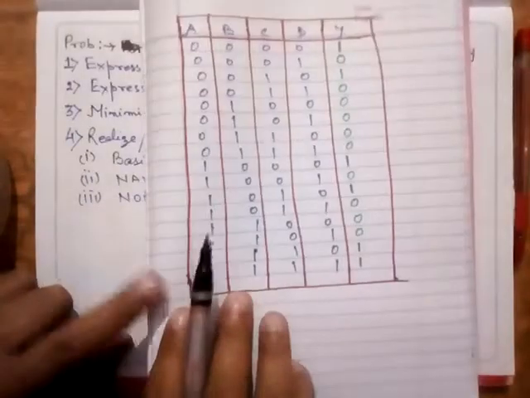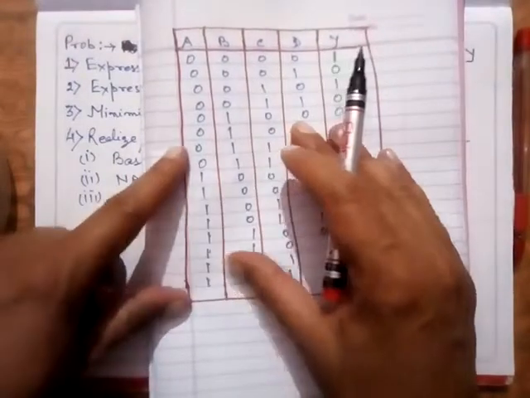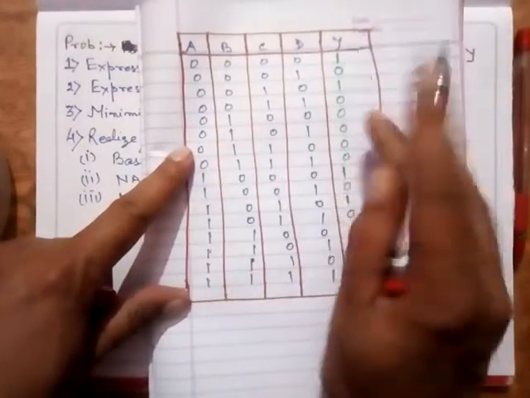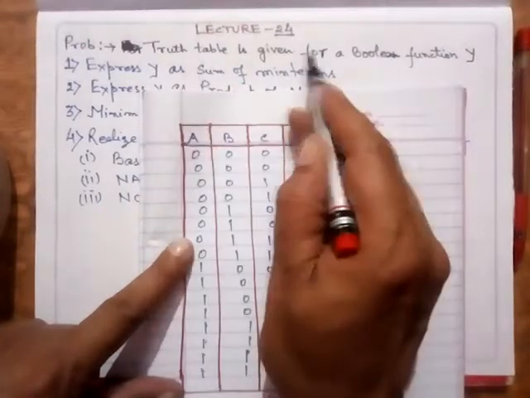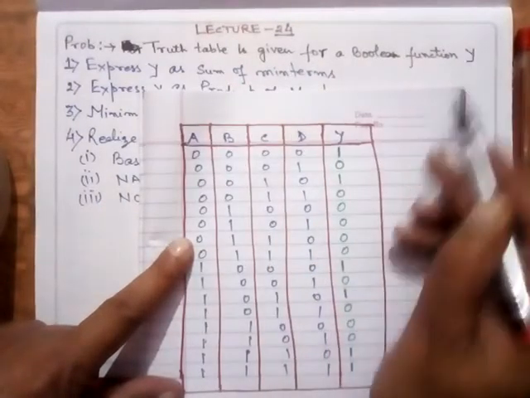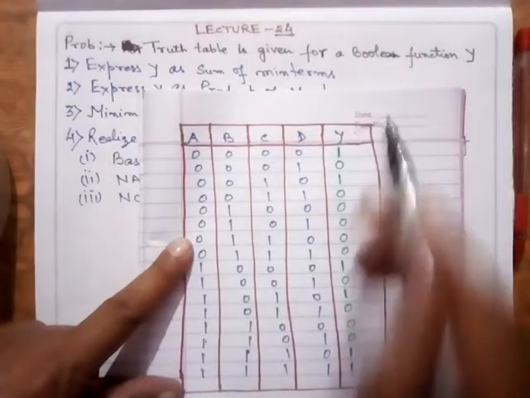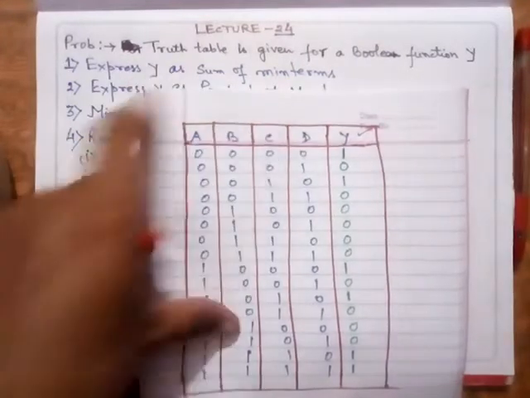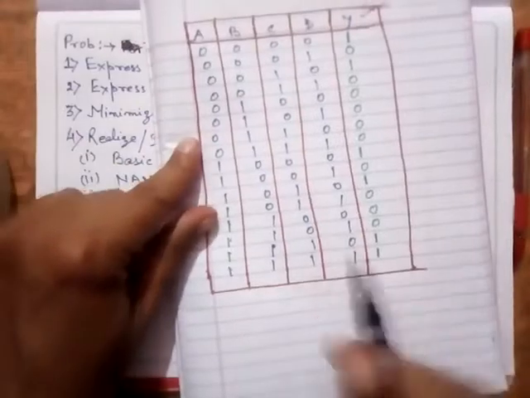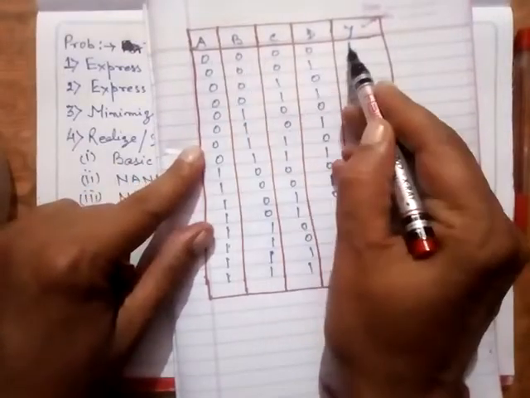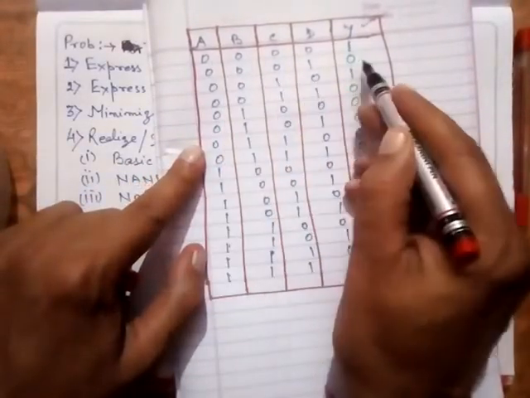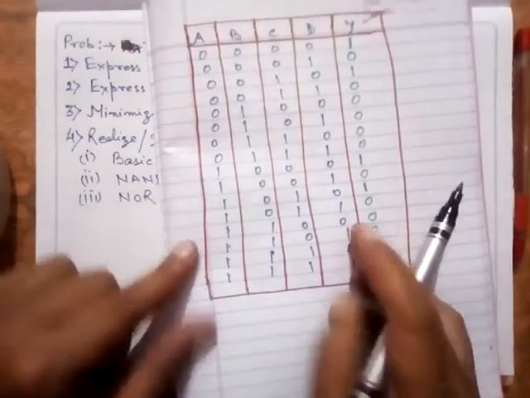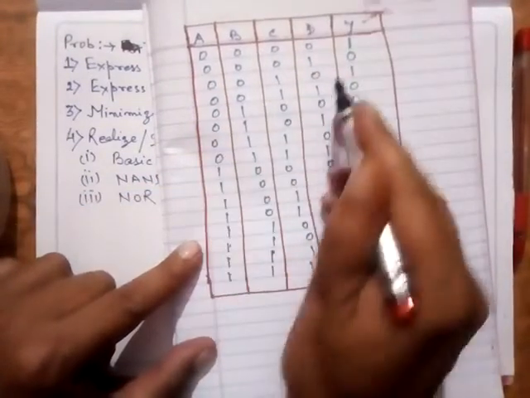This is a part of the problem, and this is the truth table which is given to you. 0 0 0 0, a b c d are the inputs and y is the output. Truth table is given for a Boolean function y. Now express y as a sum of minterms. So see, for 0 0 0 0 it is 1, for 0 0 0 1 it is 0, and rest all the combinations are given to you. I have shown them from decimal 0 to 15 here.